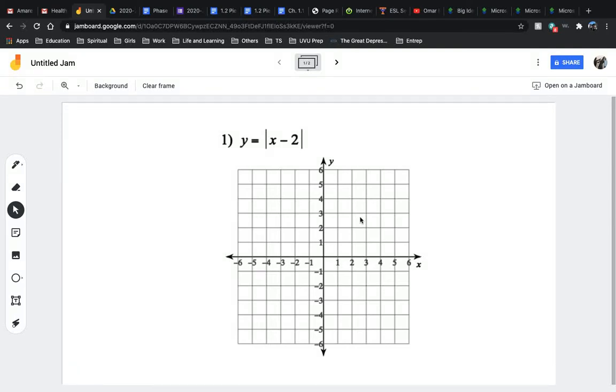Okay, guys, this time I'm going to show you how we sketch the graph of an absolute value function. The first thing I'm going to show you is what is the reference function we use so that from that reference function, we get to know how the others go.